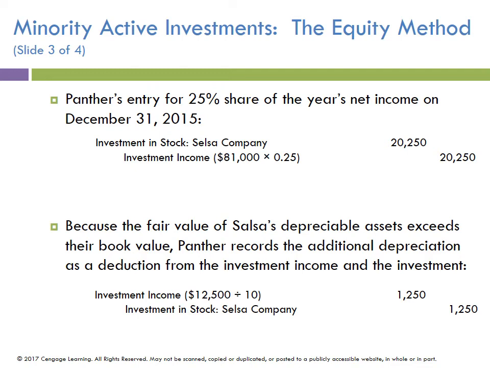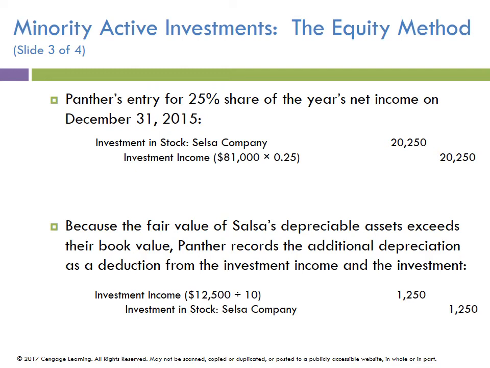So because of that, what we do is we say, okay, the day Panther bought CELSA, depreciable assets had a value of $450,000. CELSA's only depreciating assets that have a value of $400,000. So the difference of $50,000 still needs to be written off. And it'll be written off over 10 years, the remaining life of those assets. So Panther will record an additional amount of depreciation on their books, where they will decrease the investment income and decrease their investment account.